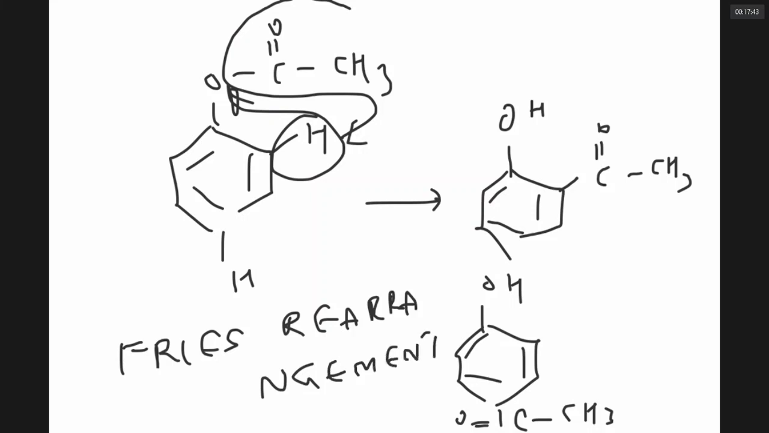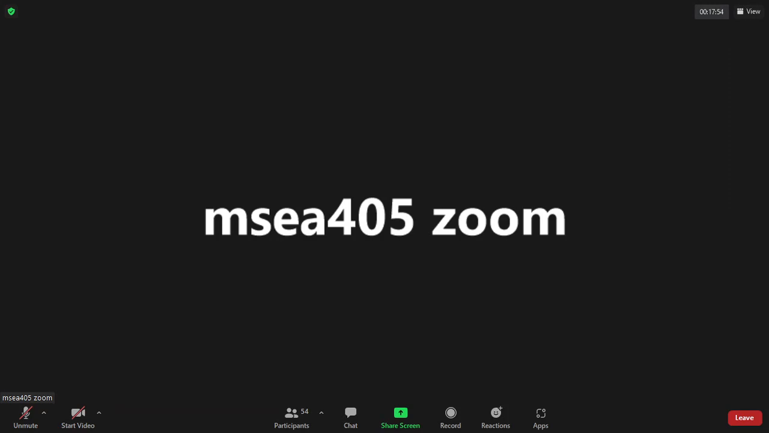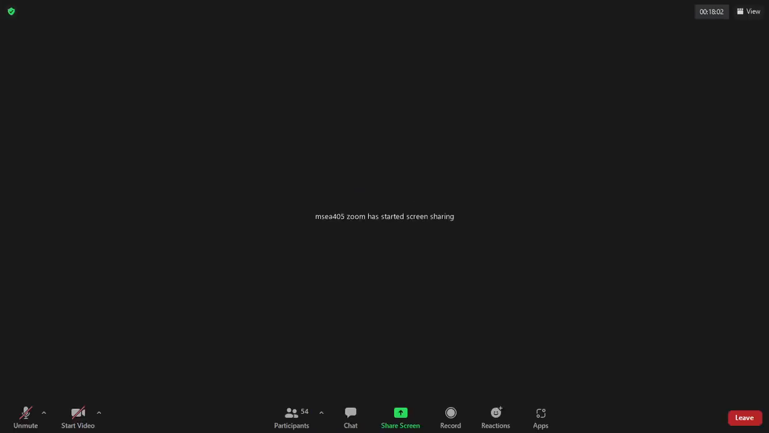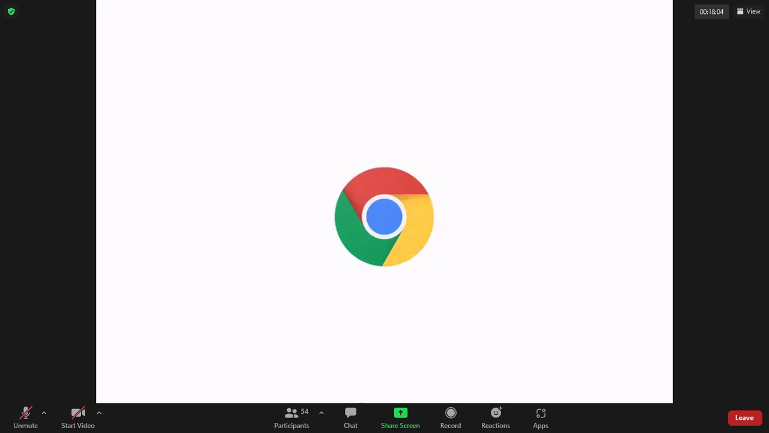In the Fries rearrangement, a phenolic ester will become a ketonic phenol. I want to present you the detailed pathway of the reaction if you are ready. Are you ready, sir? Yes, sir. This is the reaction mechanism in detail. Actually, I'm a bit scared to talk about this because of the mechanism.